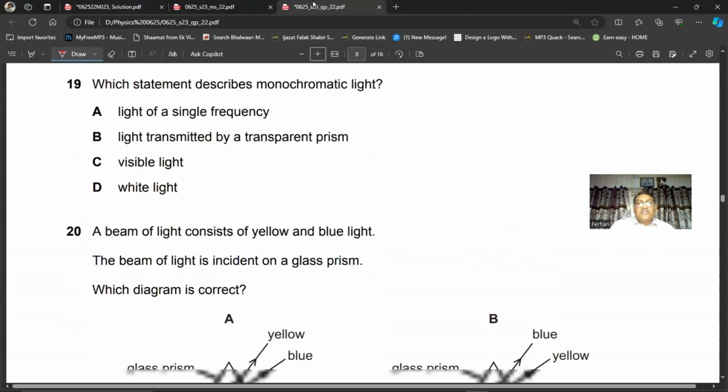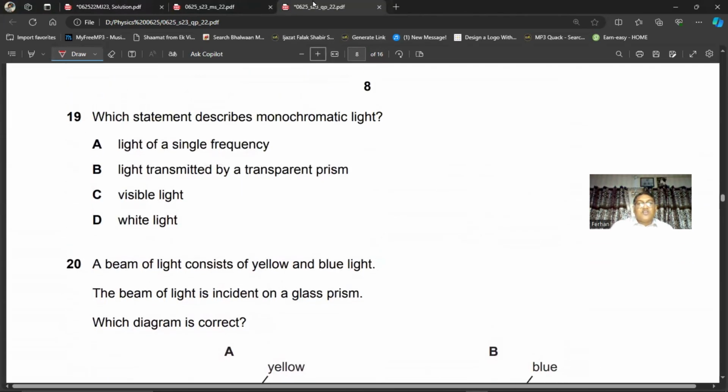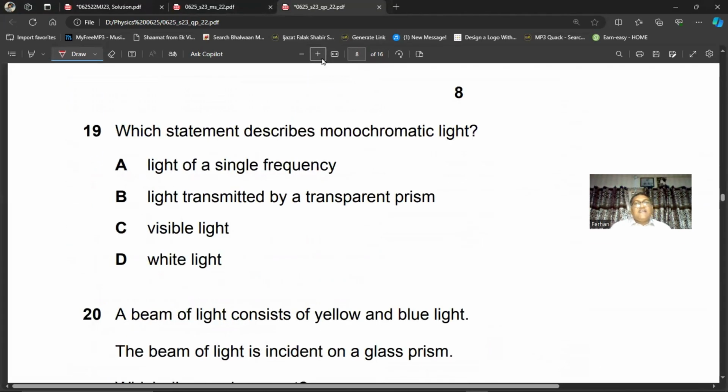Okay, so we are going to the next question, and that is question number 19. It says, which statement describes monochromatic light? Monochromatic light means a light which has only one color. So it will have a single frequency. That color will obviously have a single frequency.